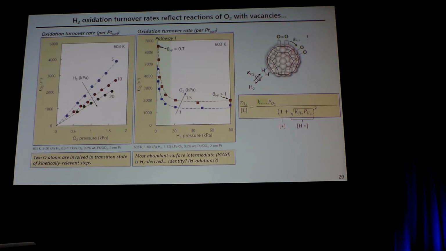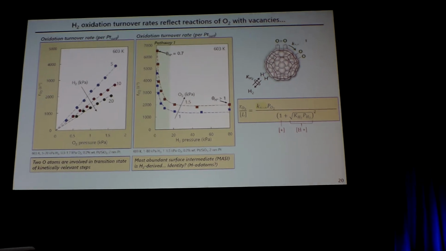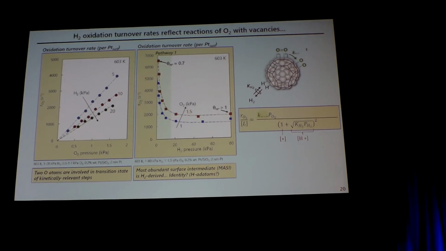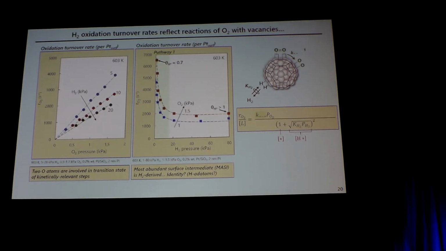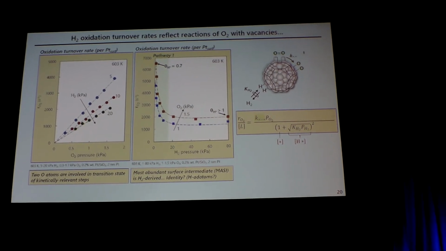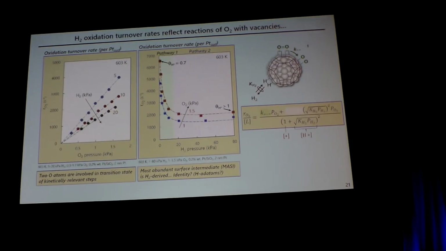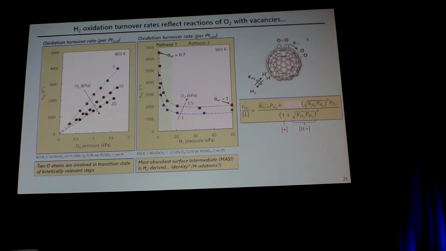Now, if this were the only kinetically relevant pathway, we would expect the rates to continue to decrease with oxygen pressure and ultimately approach zero. But instead, because we approach this zero order regime, that indicates that there's a second kinetically relevant pathway that involves a hydrogen term in the numerator.